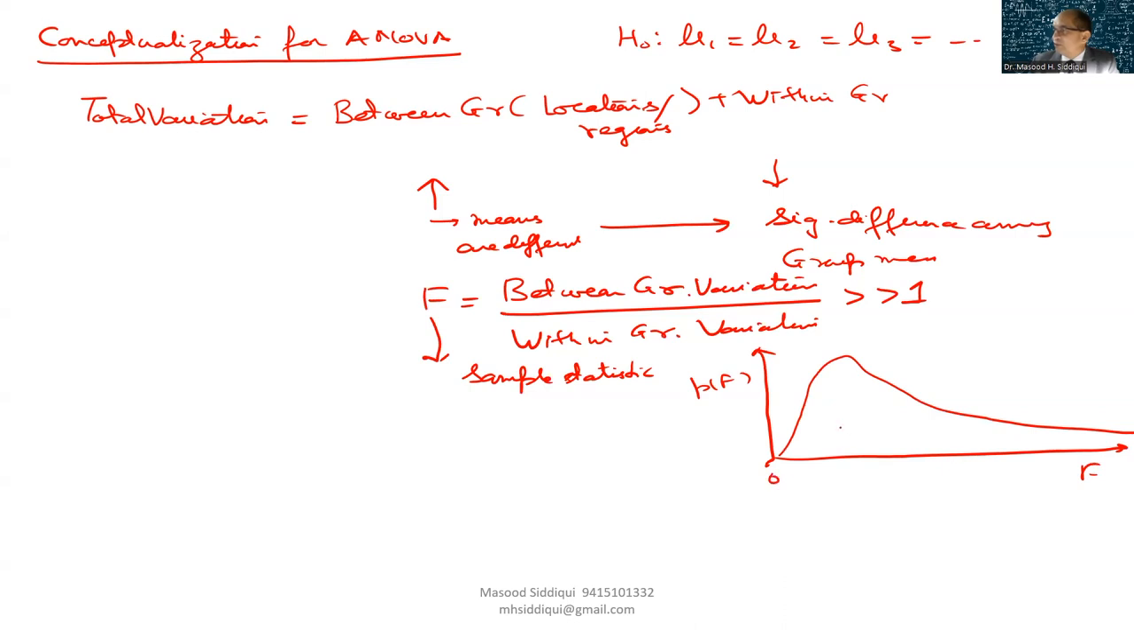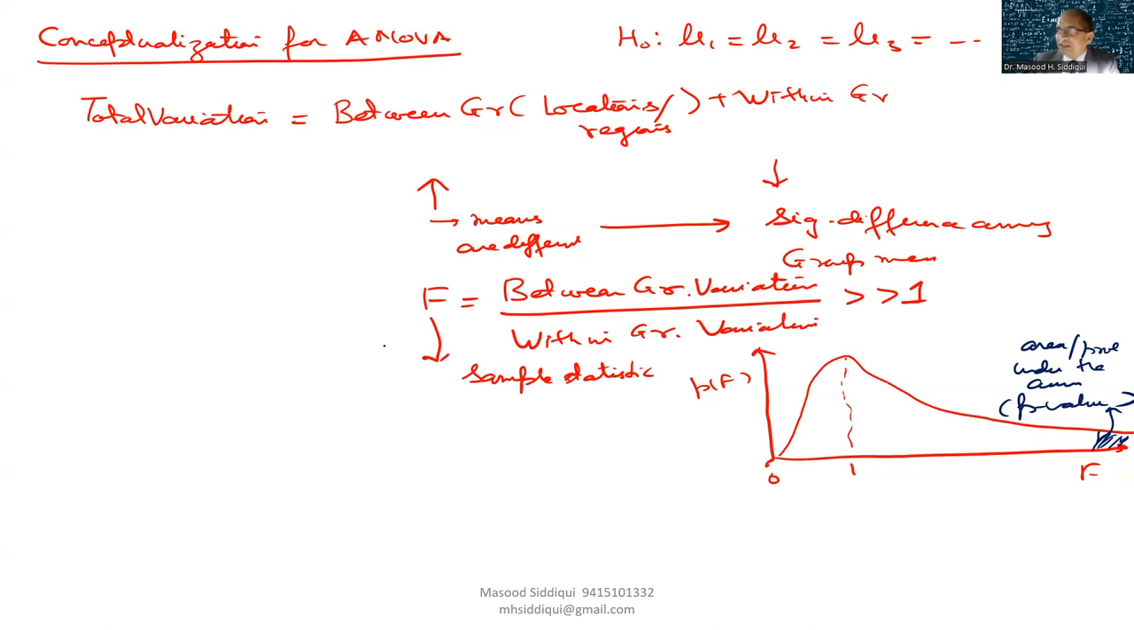So this is 0. Its mode or modal value would be around 1, and this is a high value. Now suppose F is very large. F is very large means F is much greater than 1. Since F is much greater than 1, it will lie on the extreme right side. And if we consider this area or the probability under the curve, this area of probability is being expressed as the P value.